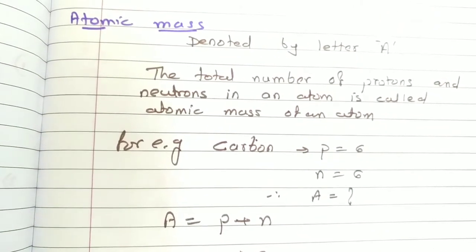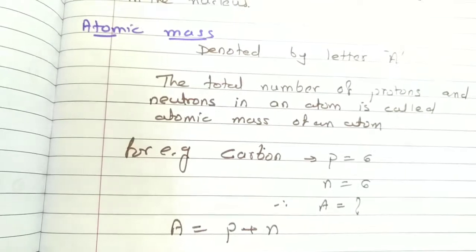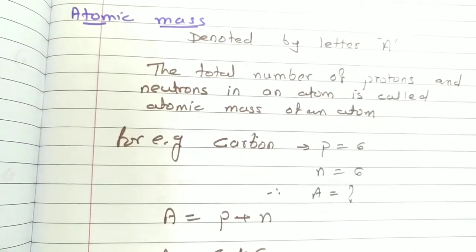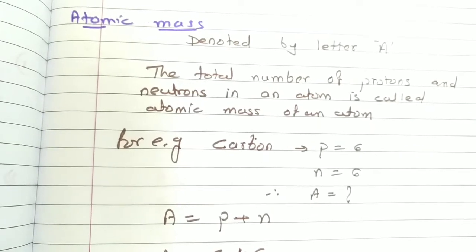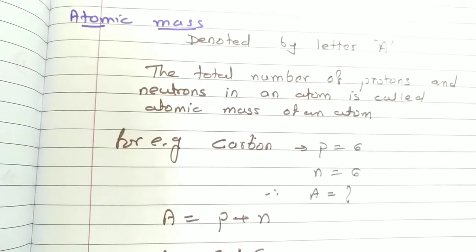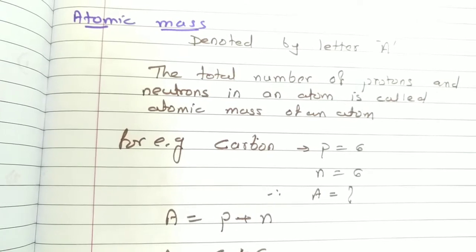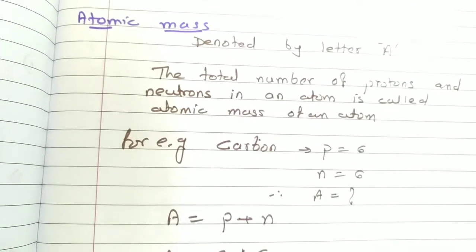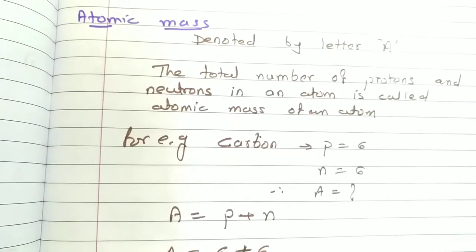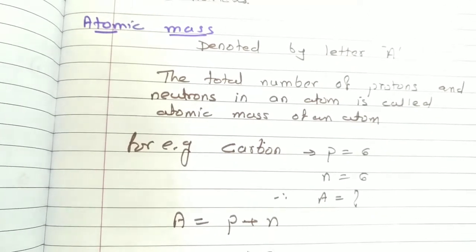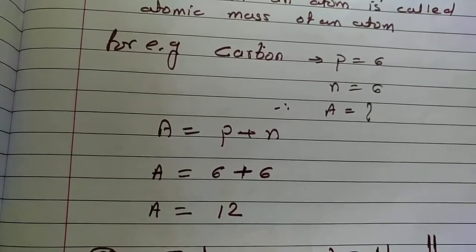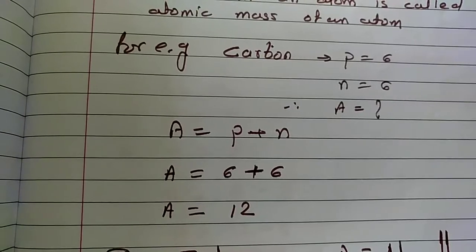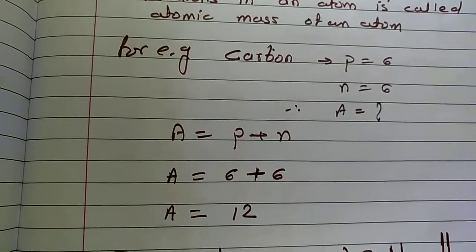Atomic mass is denoted by the letter A. The total number of protons and neutrons in an atom is called the atomic mass of an atom. Now, how to calculate atomic mass? We'll take the example of carbon. Proton is denoted by the letter P, therefore P is equal to 6. Neutron N is equal to 6. Then atomic mass is equal to?